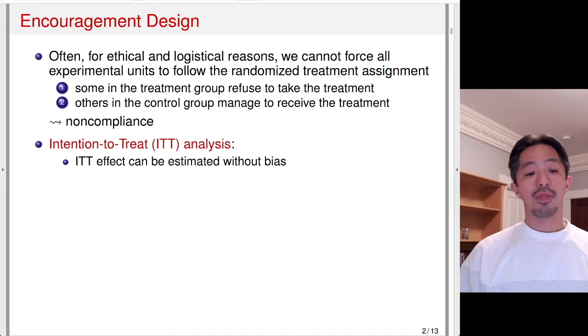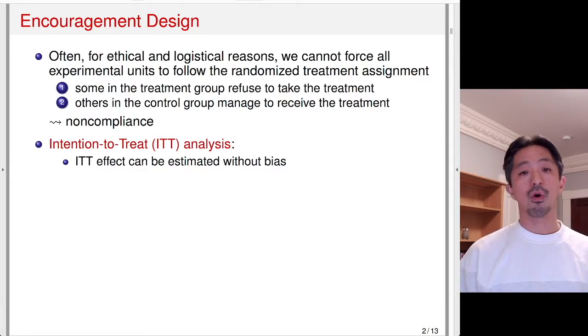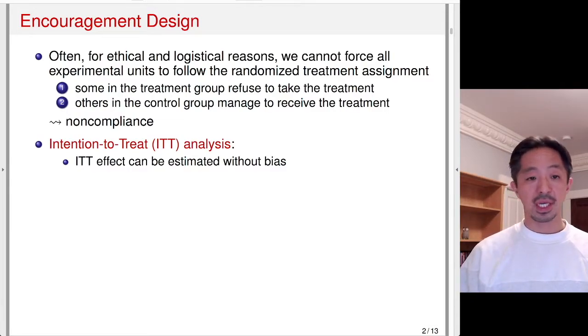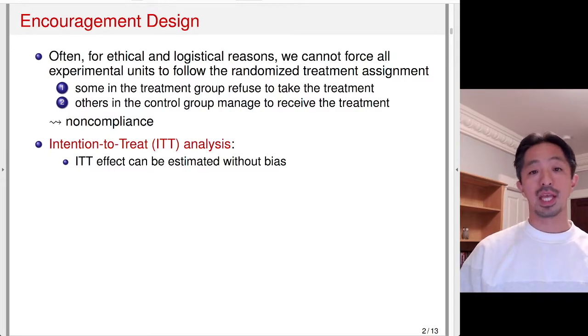So the nice thing about that is the effect of intention to treat can be estimated without bias, just like you did before, based on, say, simple difference in means analysis. Now, this is because the intention to treat is randomized, right? The treatment assignment is randomized, but the actual treatment receipt is not.